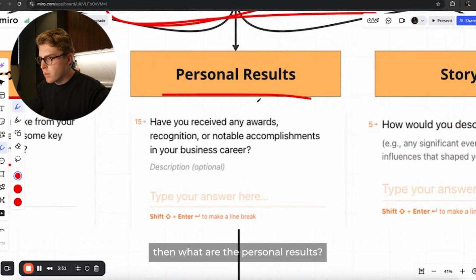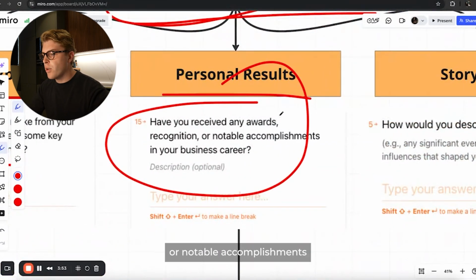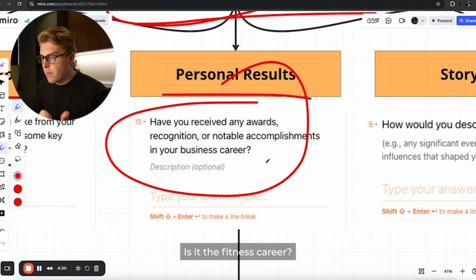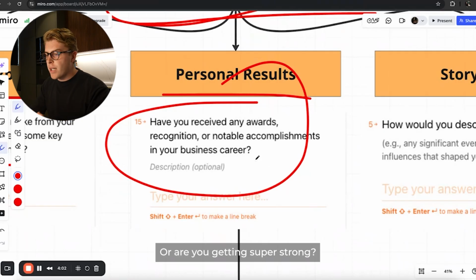Then what are the personal results? Have you received any rewards, recognition, or notable accomplishments in your career is what we need to know in order to make videos, right? Is it the money? Is it the fitness career? Is it the mindset career? Are you getting super strong?